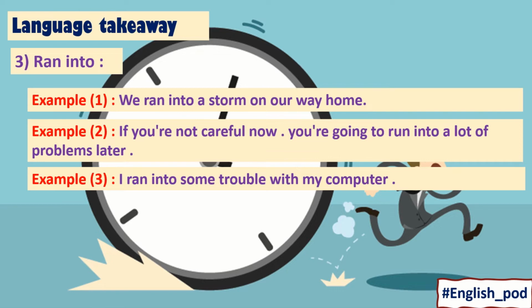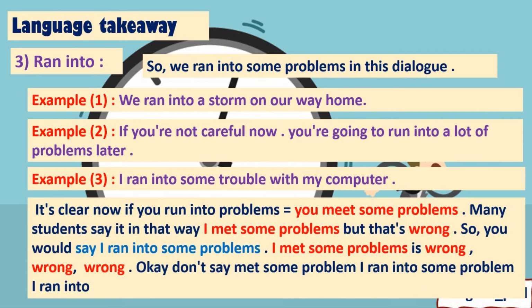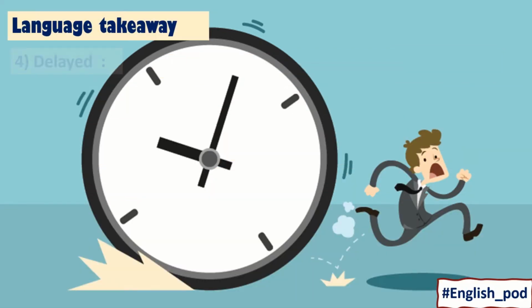Okay, good example. So it's clear now, right? If you run into problems, you meet some problems. Many students say it in that way: I met some problems. But that's wrong. So you would say I ran into some problems. I met some problems is wrong. Okay, don't say met some problems. I ran into some problems.